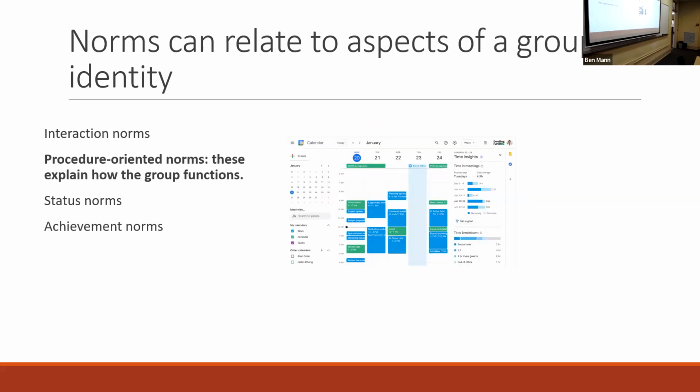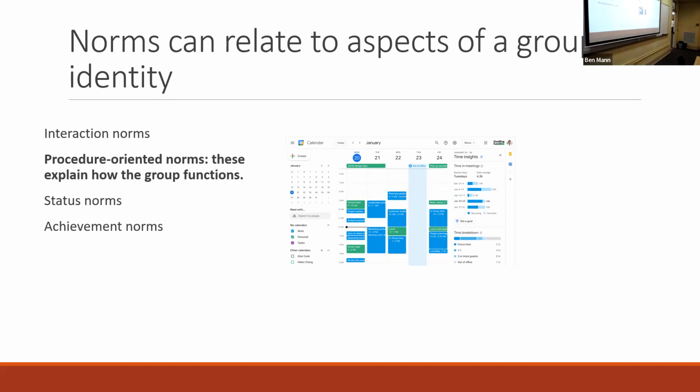Secondarily, we have procedure norms. If a norm is procedure oriented, it's how the group is functioning. How are they able to work together? A good example of this is maybe you've got a calendar and you've been invited to participate in a meeting. You've got a time and a place, you've got a slot, you've got an invitation. You are in the group and the group functions by meeting every Thursday at 3 p.m. for practice. So a procedure-oriented norm explains that a group functions by meeting at this date at this time to accomplish this task. So that's how they kind of work together.